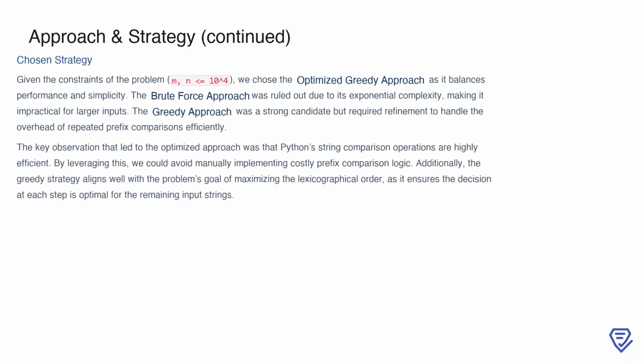repeated prefix comparisons. The optimized greedy approach stood out because it leverages Python's efficient string comparison operations, which allowed us to bypass the need for manual and costly prefix comparisons. This way, we achieved a solution that is both practical and efficient for the problem's constraints. Additionally, the greedy strategy aligns perfectly with the goal of constructing the lexicographically largest string, as it ensures that each decision made is optimal for the remaining input at every step.